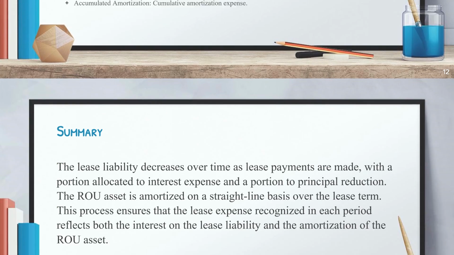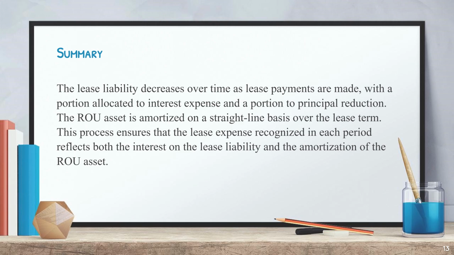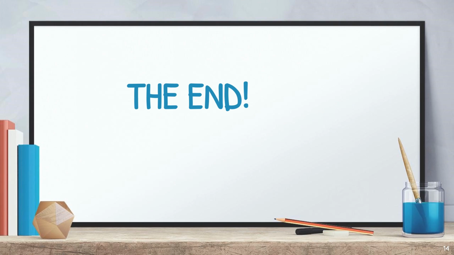To summarize, the lease liability decreases over time as lease payments are made, with a portion allocated to interest expense and a portion to principal reduction. The right-of-use asset is amortized on a straight-line basis over the lease term. This process ensures that the lease expense recognized in each period reflects both the interest on the lease liability and the amortization of the right-of-use asset.